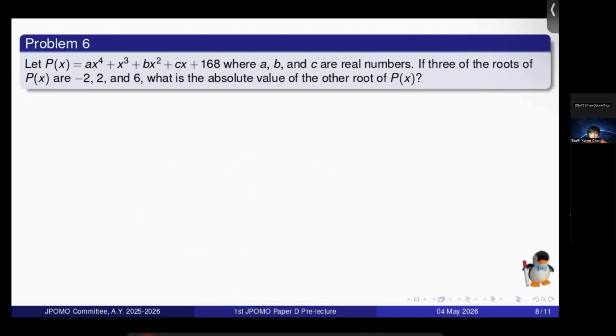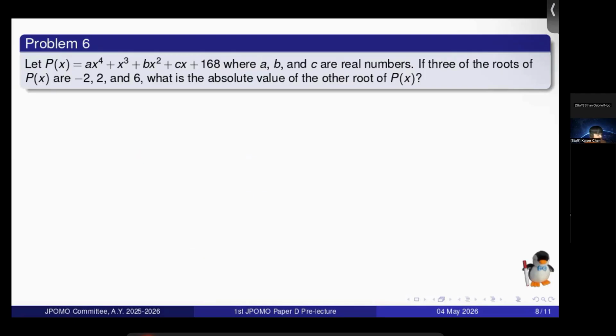We have another polynomial question, but this one is a bit more complicated. Let p of x be equal to ax to the fourth plus x cubed plus bx squared plus cx plus 168, where a, b, and c are real numbers. We're given that three of the roots of p of x are -2, 2, and 6, and we're tasked to find the absolute value of the other root of p of x. Note that in case the answer is negative, we're supposed to give the absolute value of that.